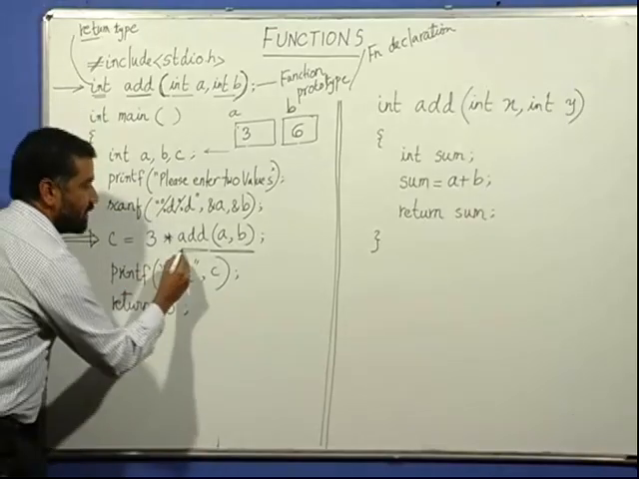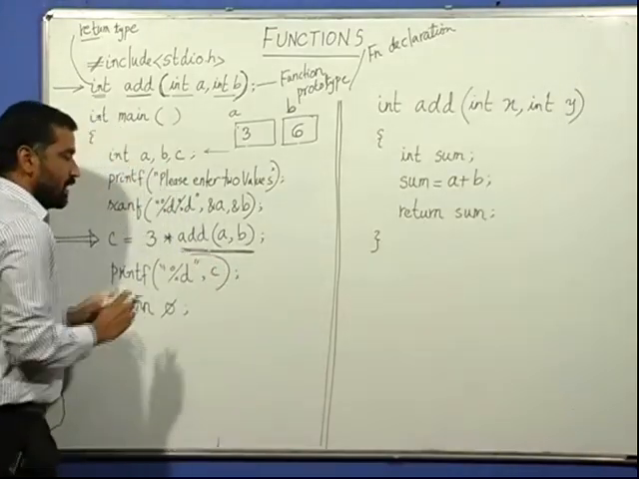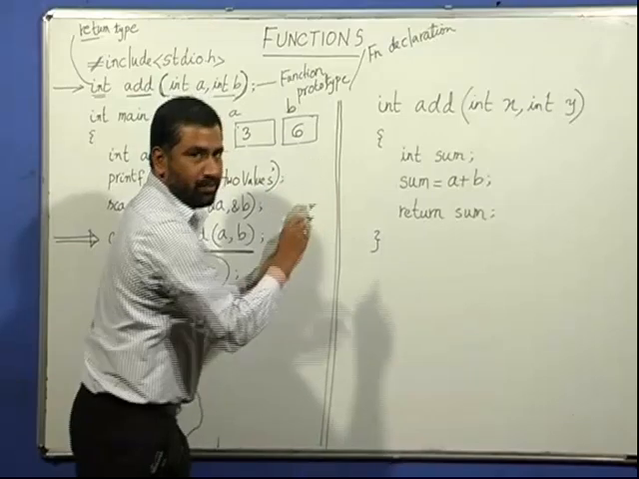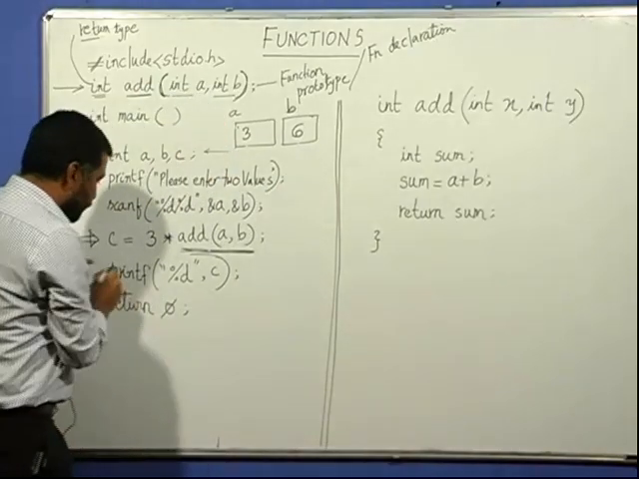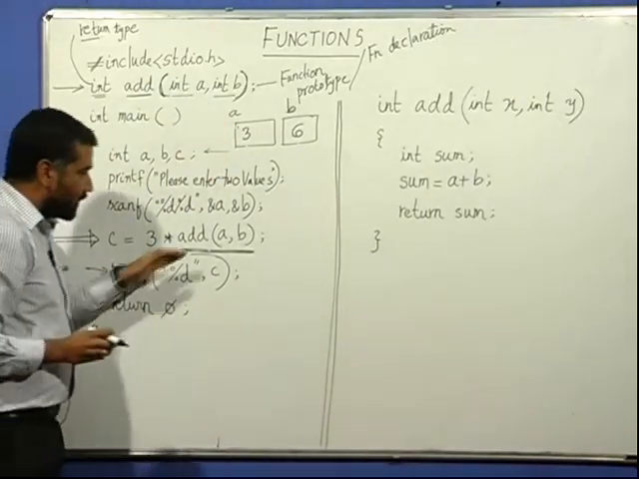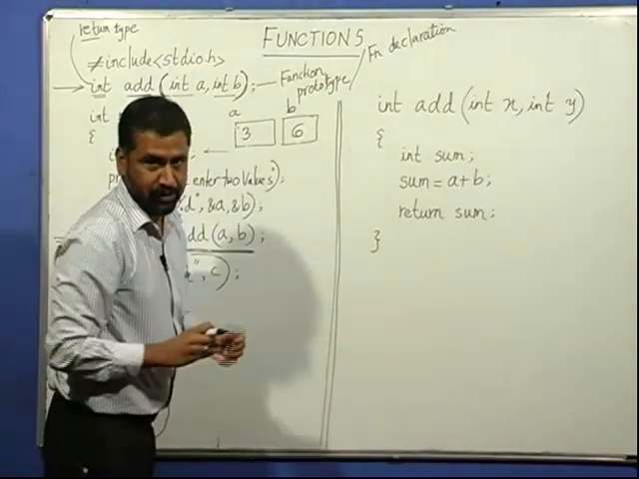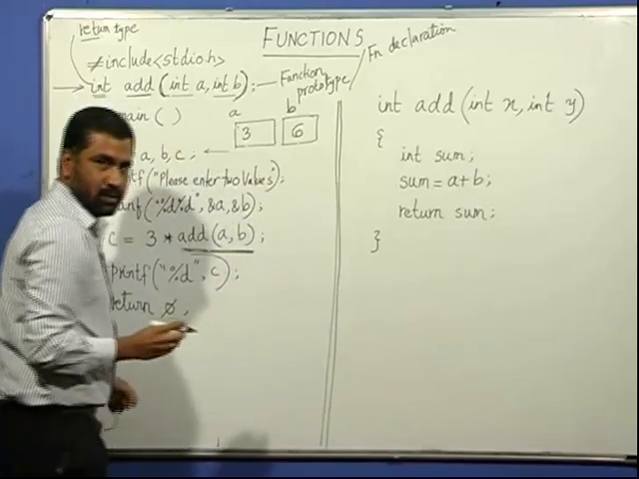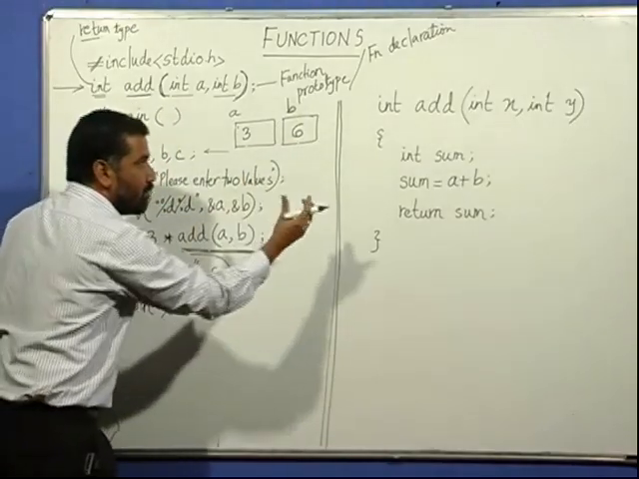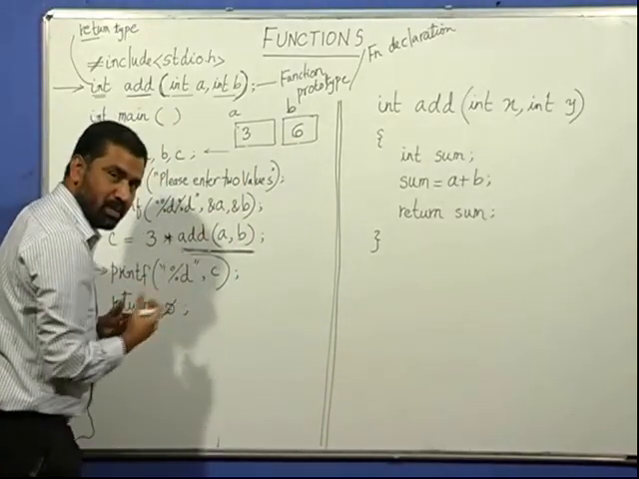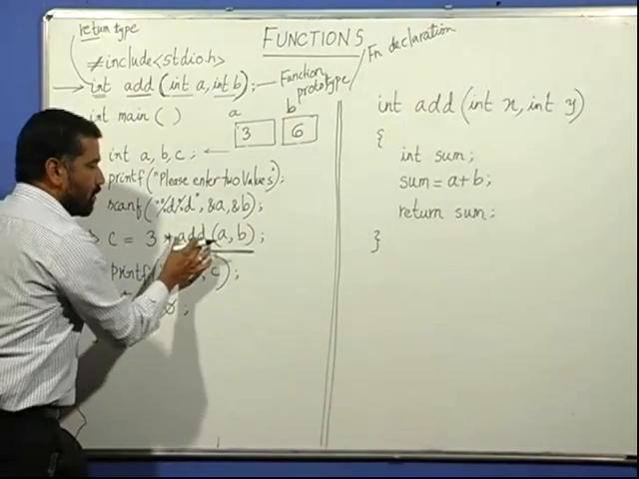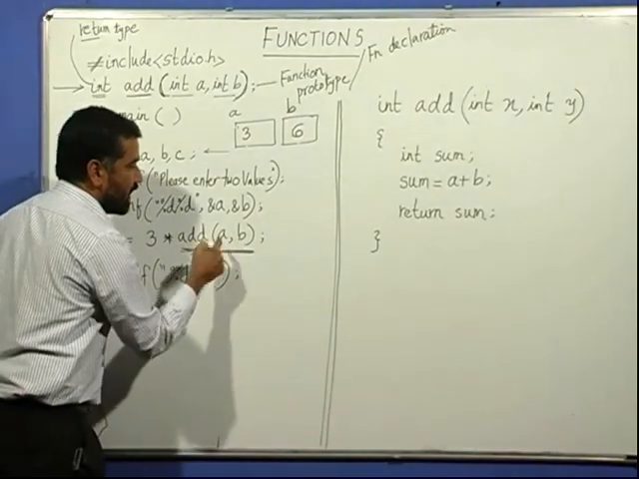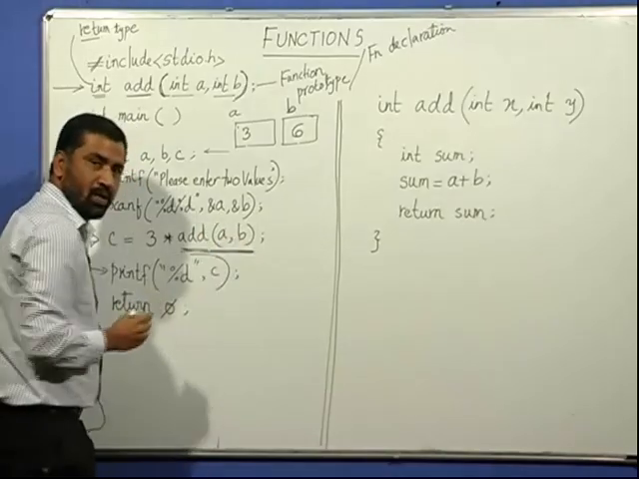So what happens at this point of time is that the control jumps to that function. That's what we call it. That is, before this statement is executed, the control actually jumps to the function which is being called. And as it jumps, the communication takes place. What do you mean by the communication? It's very simple. You are actually sending two values. In a, the value 3 is there. In b, we have value 6.